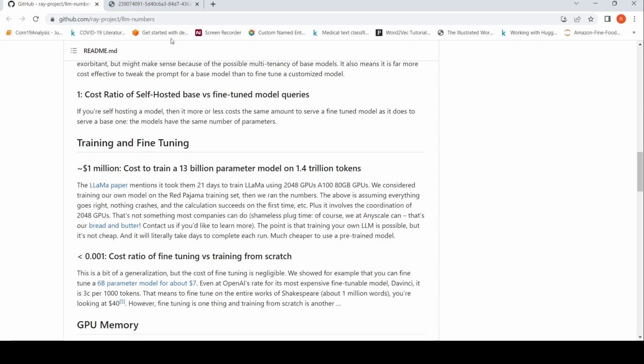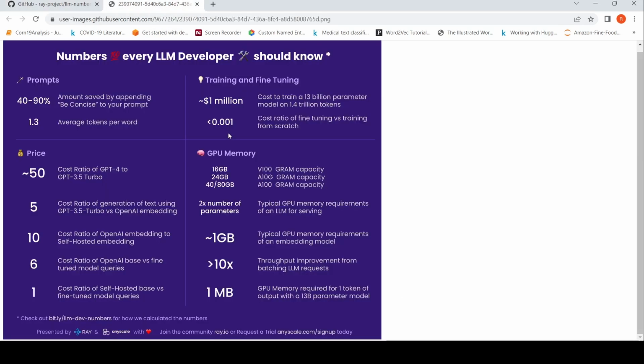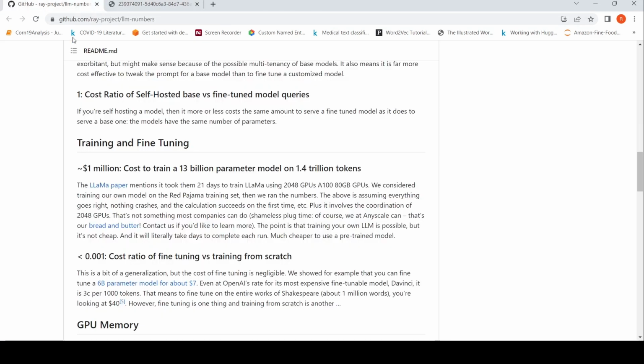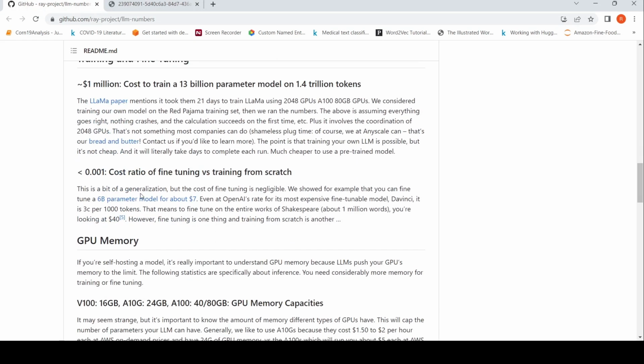Then you have the cost ratio of fine-tuning versus training from scratch, which is less than 0.001. So what does it mean? It means the cost of fine-tuning is negligible. That is what they are saying, though it is a bit of a generalization.